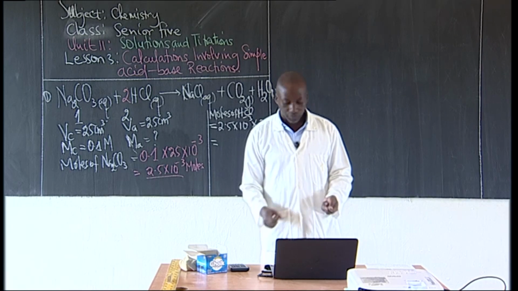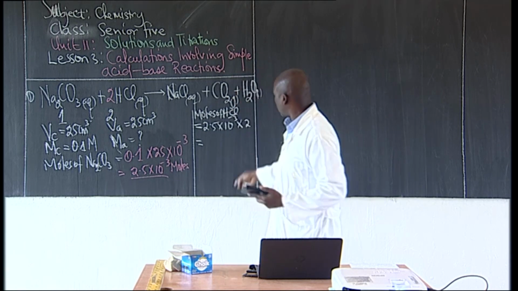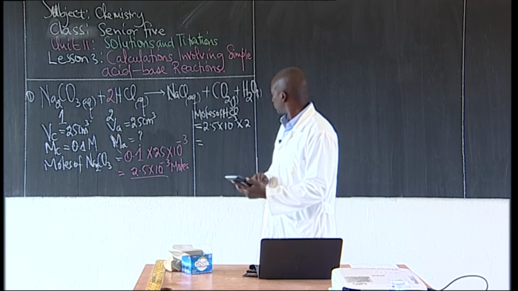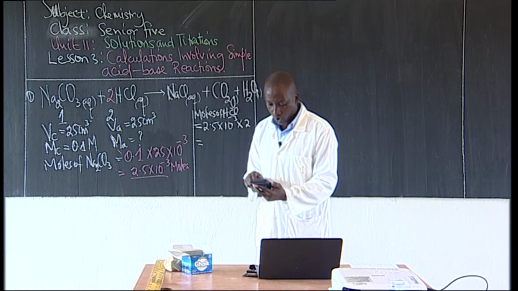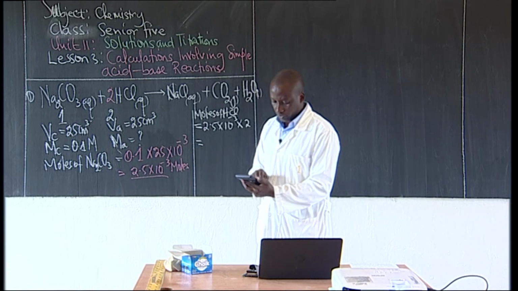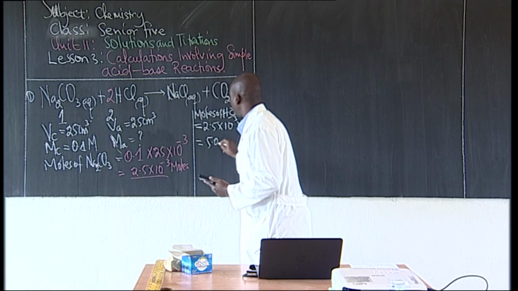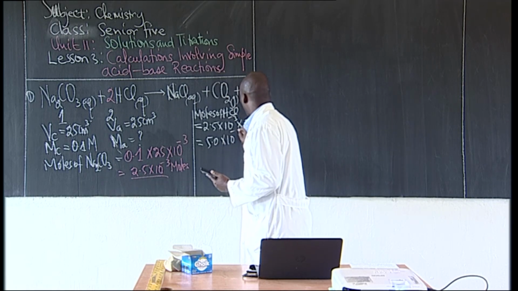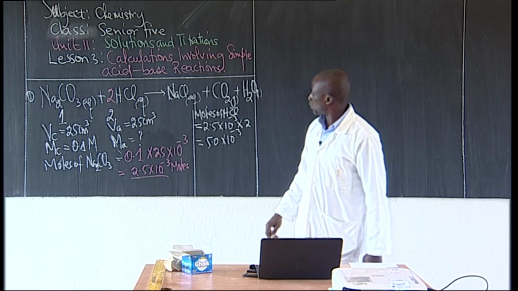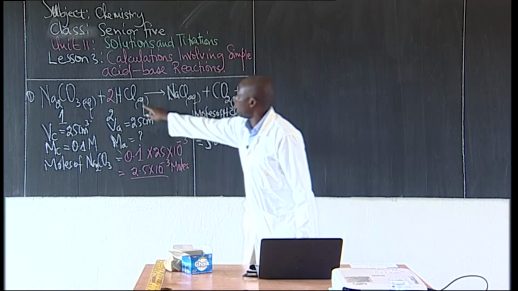So we have 2.5. Here is the calculator. We need to press the calculator together to see what we are getting. So we have 2.5 times 10 to the power of negative 3 times 2. So what do we get? That is 5.0 times 10 to the power negative 3. That is the answer that we have. These are the moles of hydrochloric acid.